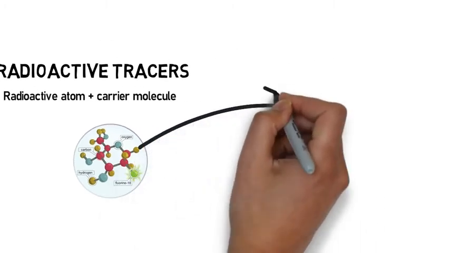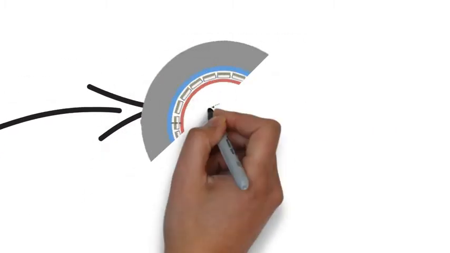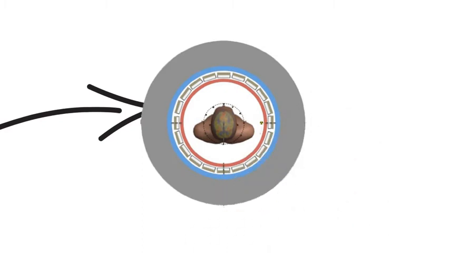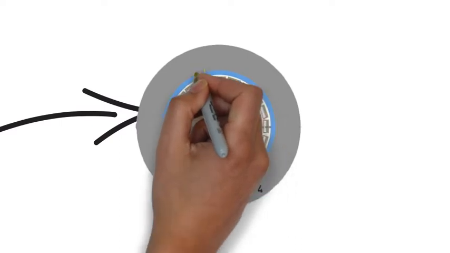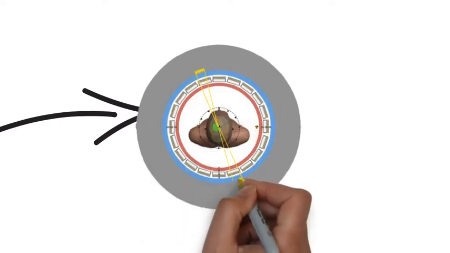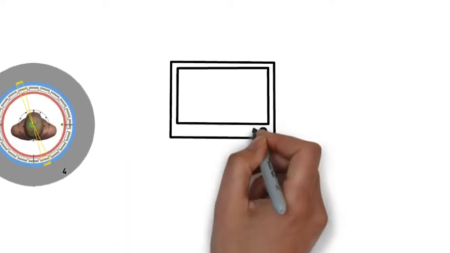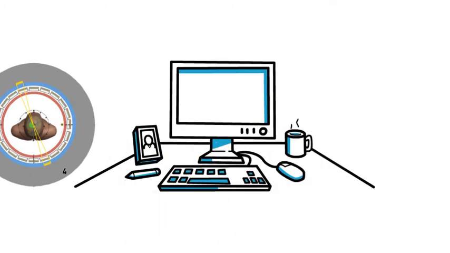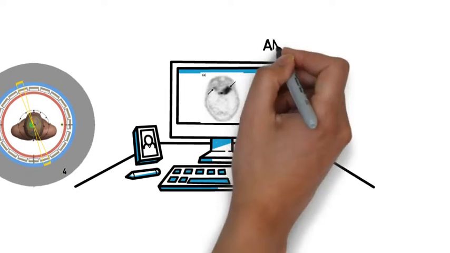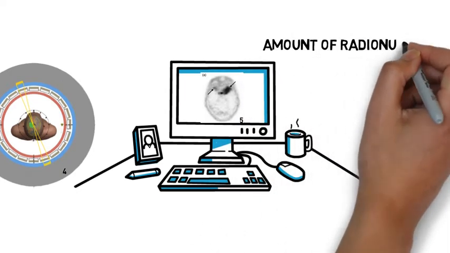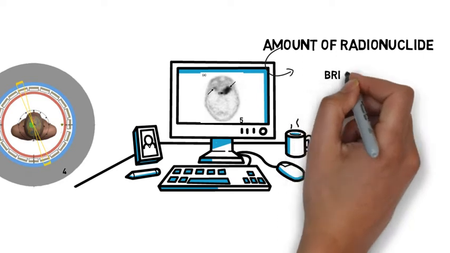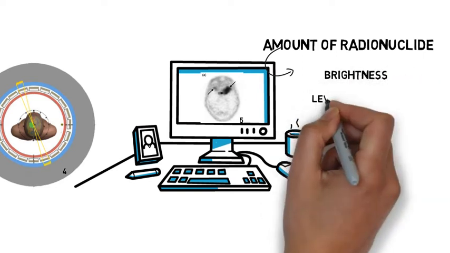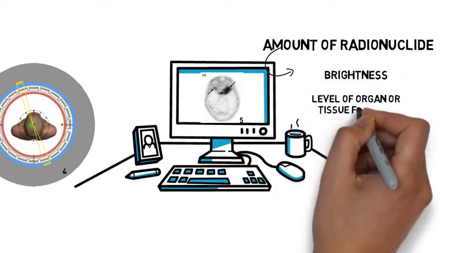The radionuclide in the organ or tissue being examined releases positrons, which are subatomic particles that interact with nearby electrons, producing gamma rays in opposite directions. A computer analyzes the gamma rays and uses the information to create an image map of the tissue being studied. The amount of the radionuclide collected in the tissue affects how brightly it appears on the image and indicates the level of organ or tissue function.